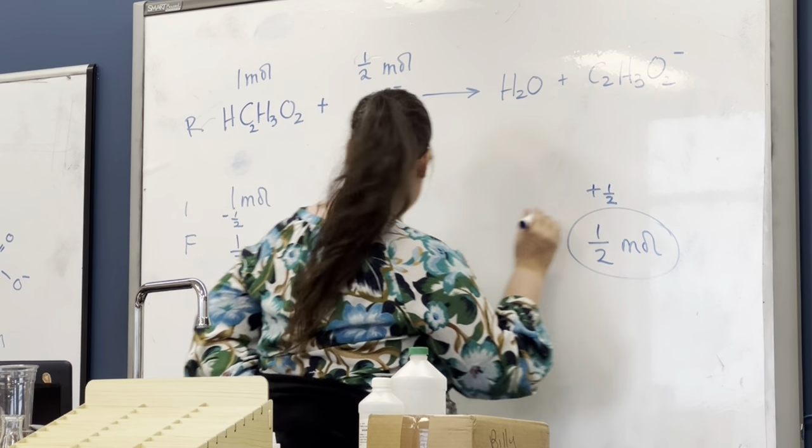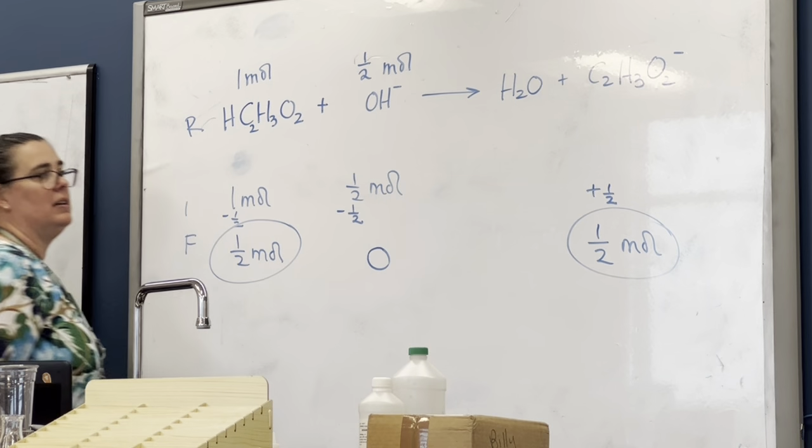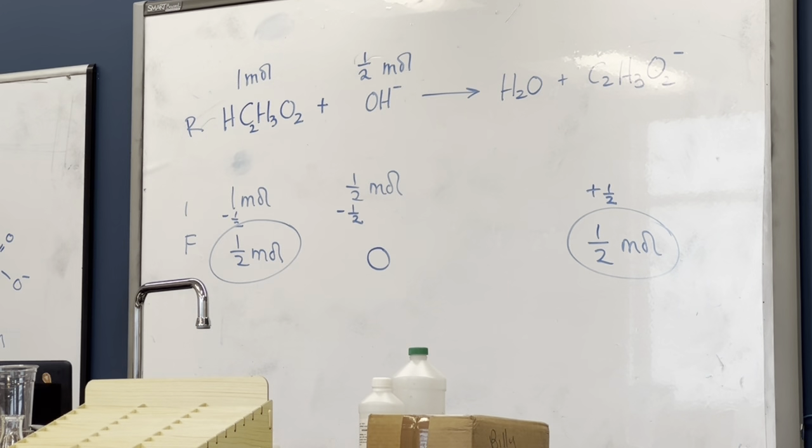And so Mohab's idea about how to make a buffer was to put in half as much of the strong base as we had of the weak acid, thereby converting half of the weak acid into its conjugate base. So that is a buffer system.